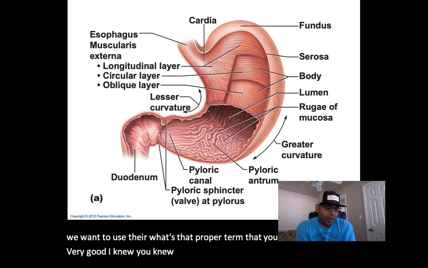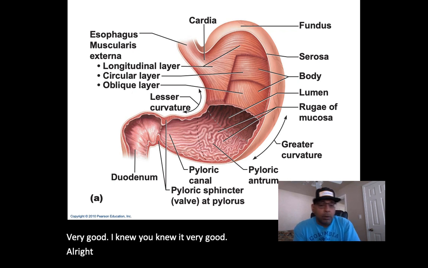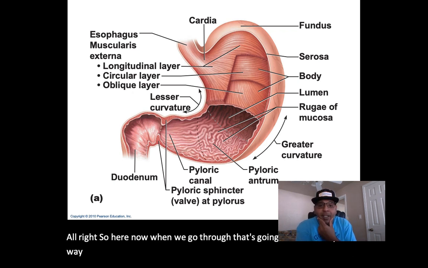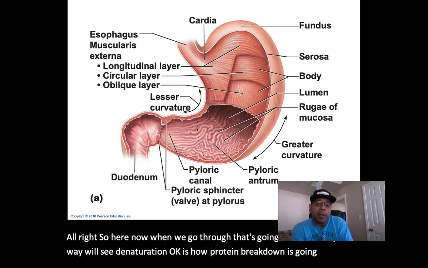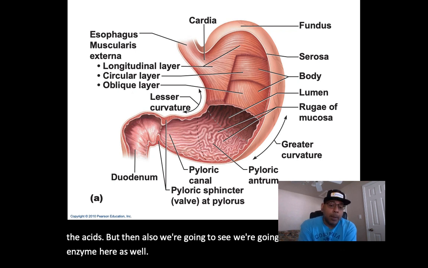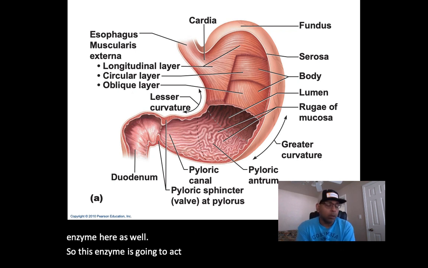All right, so that's basically one way we'll see denaturation, which is how protein breakdown occurs through the acids. But then also we're going to have a certain enzyme here as well. This enzyme is going to act on proteins also. So there are a couple of different ways that proteins are going to get broken down here.